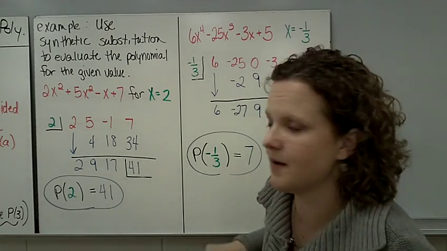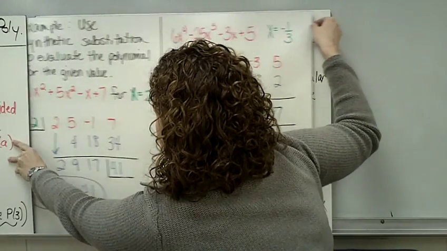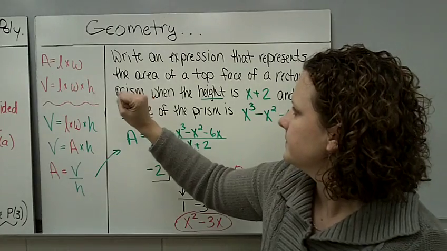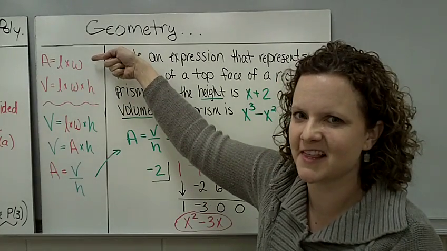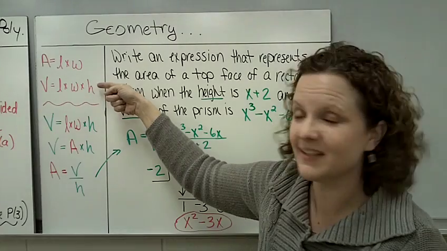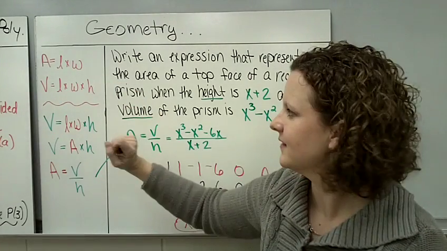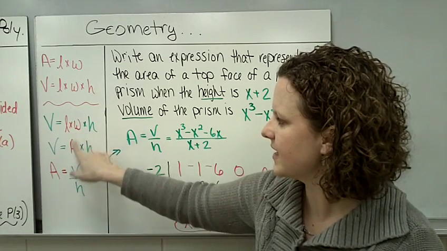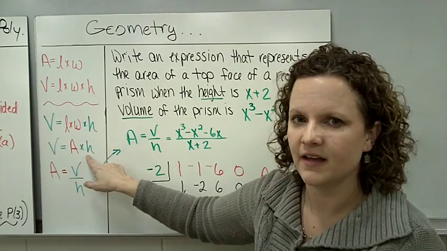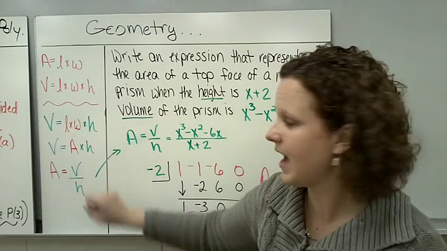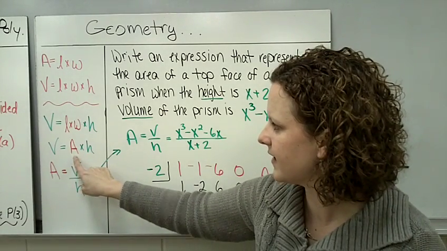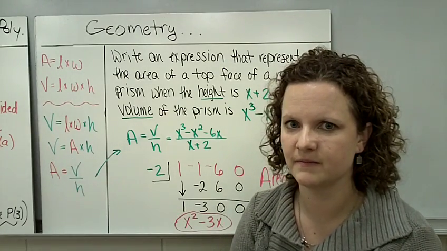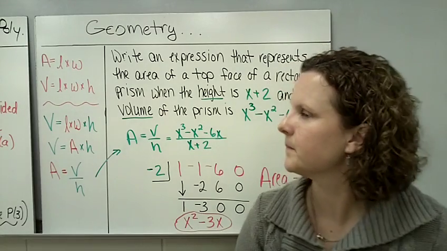Okay, let's try a few geometry problems. First I'm going to go over this. Area is length times width. Volume is length times width times height. So we can actually say volume, which is length times width times height, is actually area times height. And if we wanted to solve for area, you would divide both sides by h: area is volume divided by height. Very important for this next example.